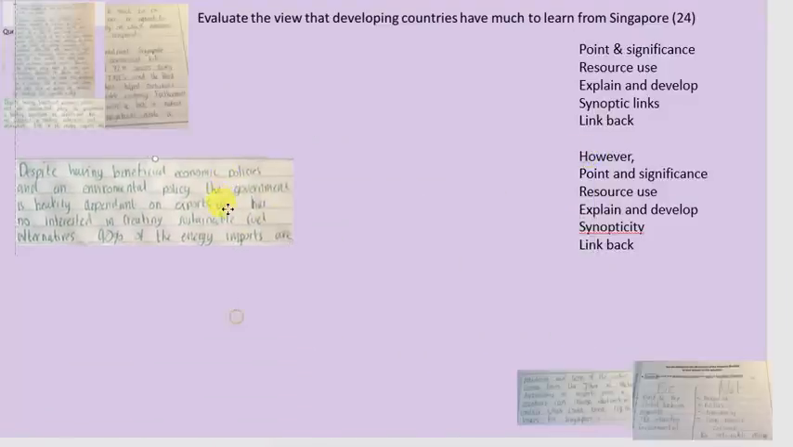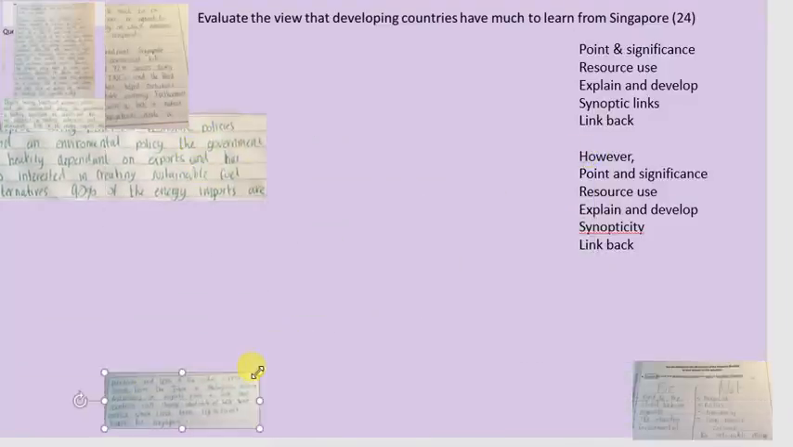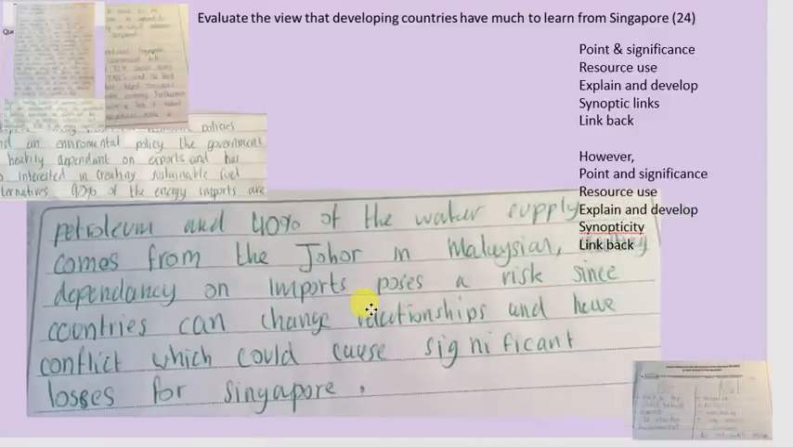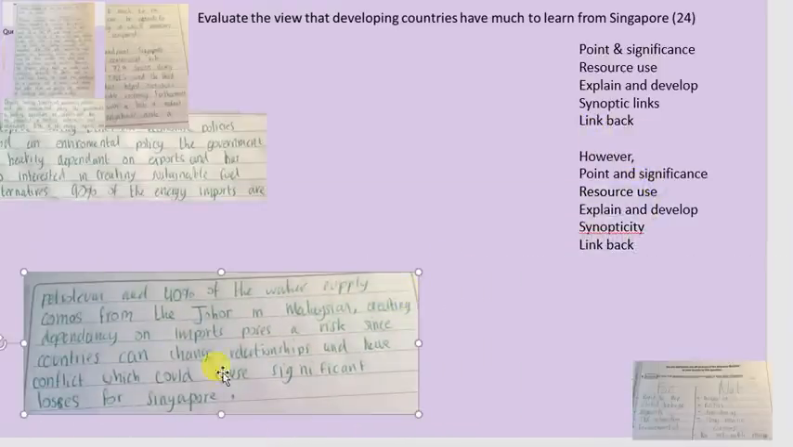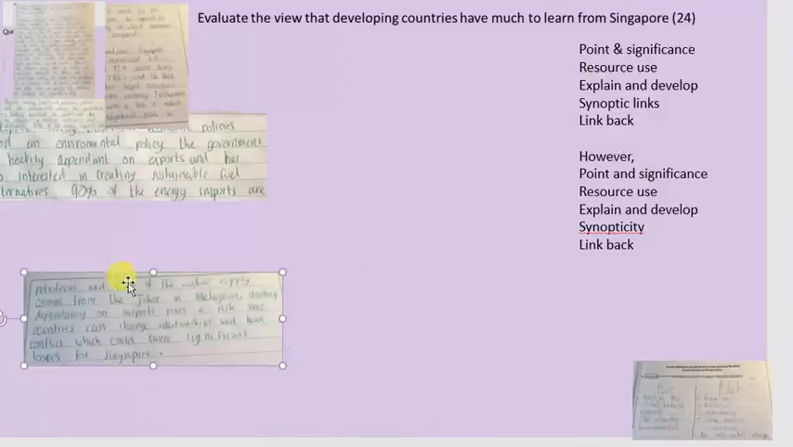90% of the energy exports, petroleum, 40% of the water supply comes from Johor. He's got that from the resource booklet. Creating dependency again, synoptic link on imports poses a risk. Synoptic link, since countries can change relationships and have conflict, which could cause significant losses for Singapore. So what he hasn't done there: synopticity is good, his resource use is good. He's tried to get a bit of players' actions and futures in. He's not told me which developing countries would benefit, so he's not linked back to the question.